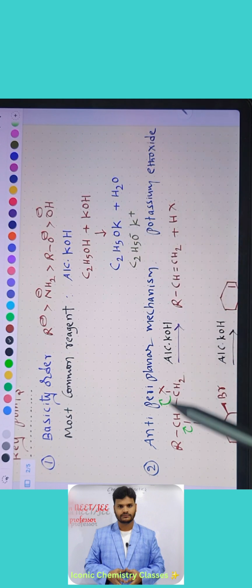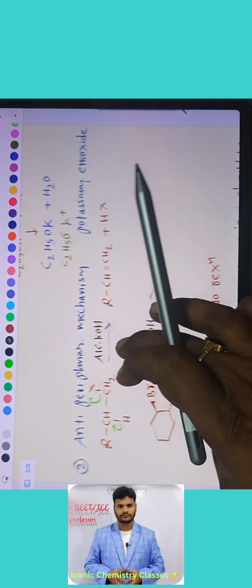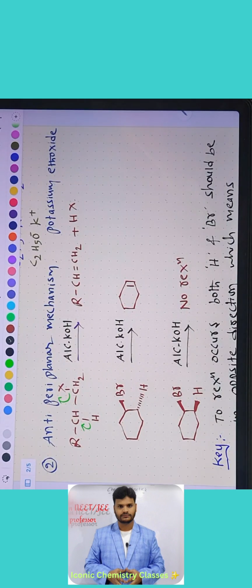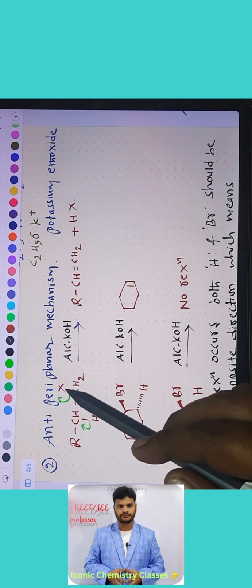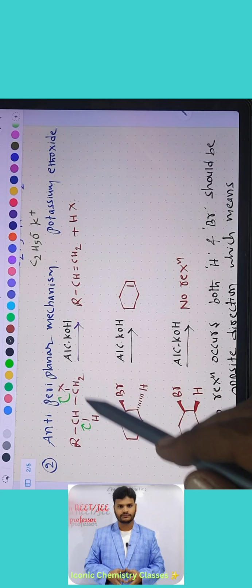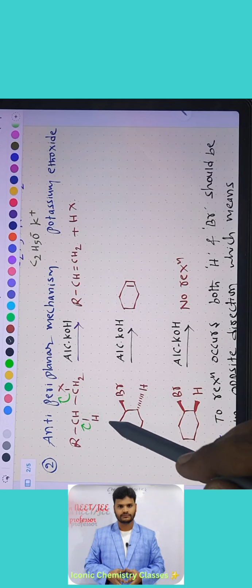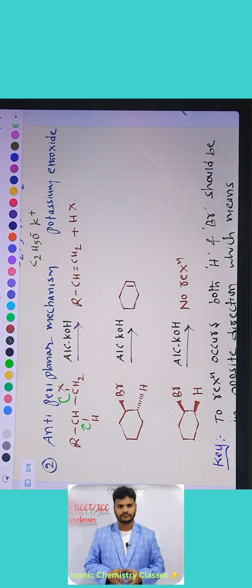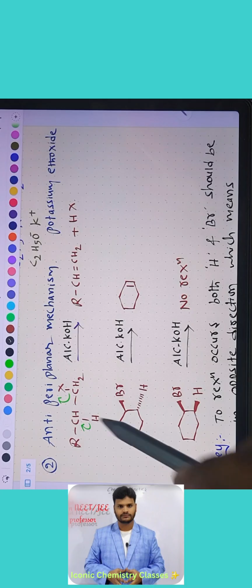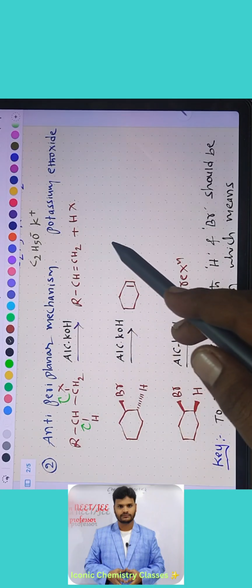Clear na? Next, second point, anti-periplanar mechanism takes place. This is very, very important. Anti-periplanar is nothing but if a halogen is removed from the top side, then hydrogen should be removed from the opposite side. Okay, na? Anti means opposite. Simple logic like this. You will get alkene.